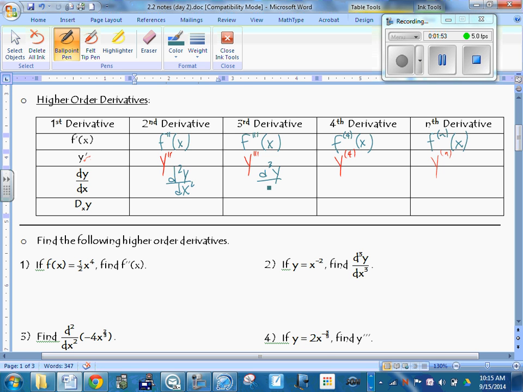All right, third derivative of y with respect to x. Fourth derivative of y with respect to x. And then any number is just the same thing. So d to the n of y with respect to x.